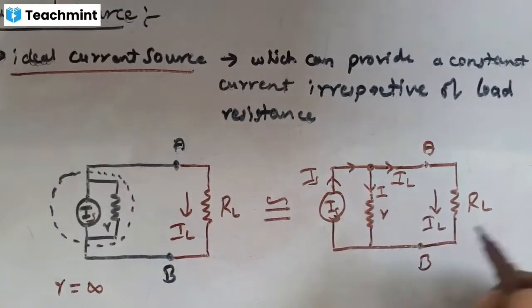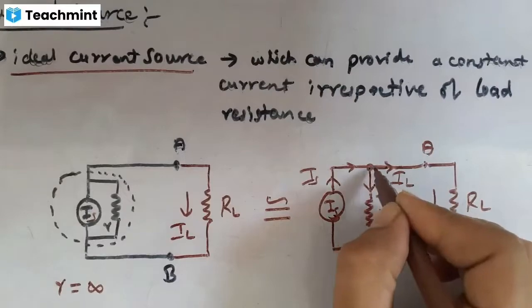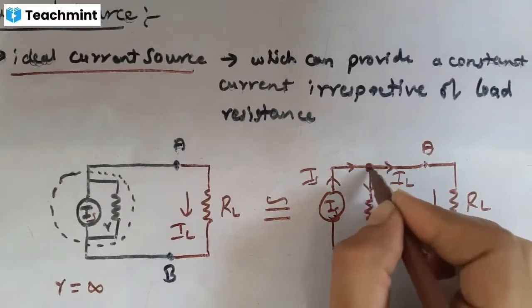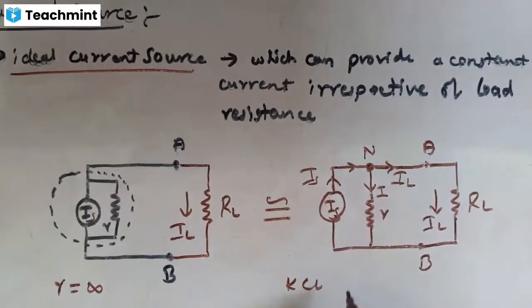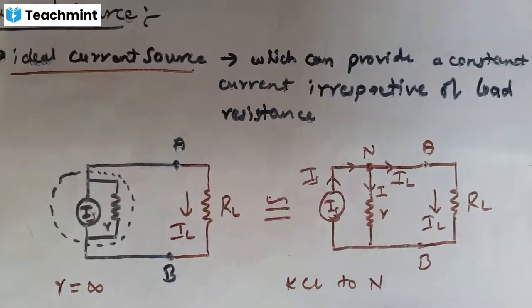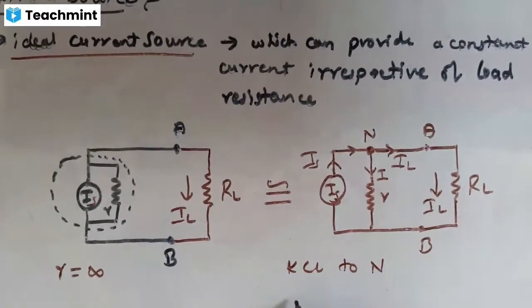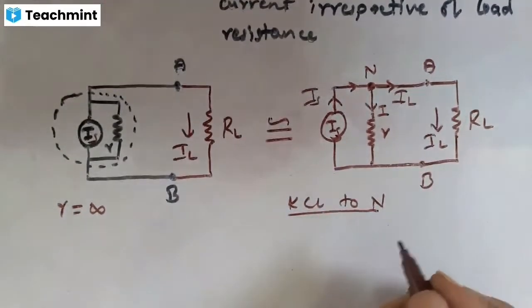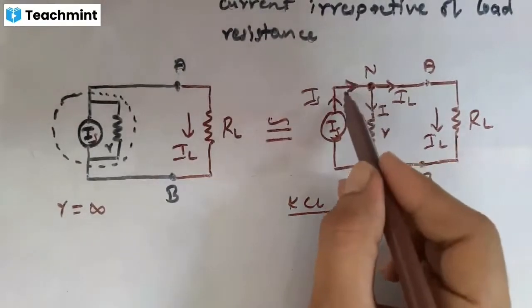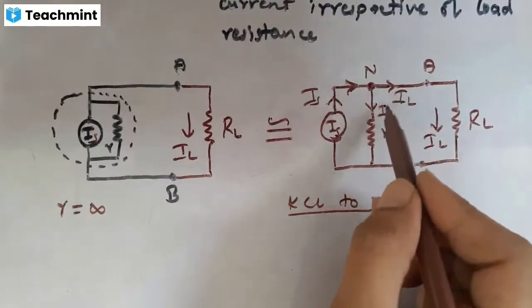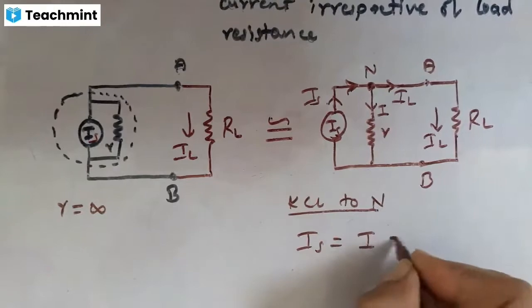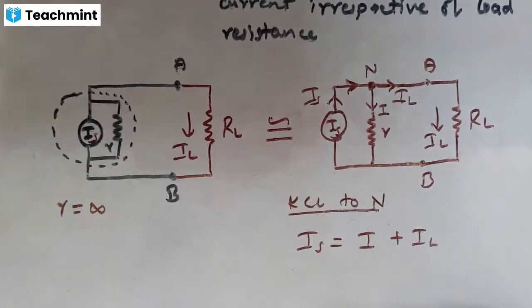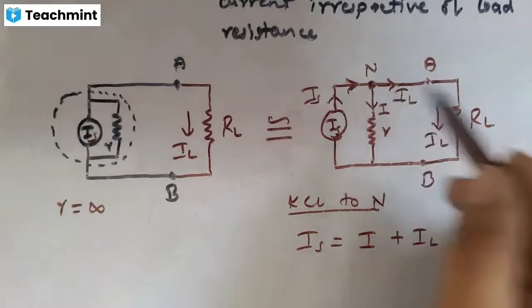So if you apply KCL to this junction or this node, let it be any node, I will call it node N. What does KCL state? Sum of incoming currents is equal to sum of outgoing currents. What is coming in? Only IS is coming in here. What are going out? IL and I are going out. So you can write IS equals I plus IL. This is the KCL you can apply to node N.